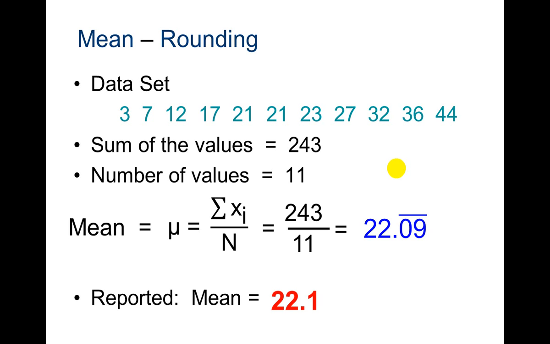In this case, the result of the mean calculation is 22.09, with the 09 repeating. That's what the bar above the 09 means, is repeating. Keep this number saved in your calculator if you need it for future calculations, such as the standard deviation, which I will explain in a few minutes. Report the mean to one more decimal place than the original data. Since the original data is reported in whole numbers, we're going to give 22.1 as our final answer.